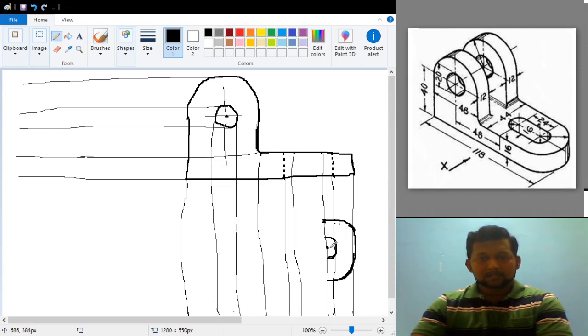Okay, so this radius is 8 mm, so that means this total distance from this point to this point will be 16 mm. Okay, and after that we have to draw. I have completed until here. From this point we have a horizontal line here as well as from here.